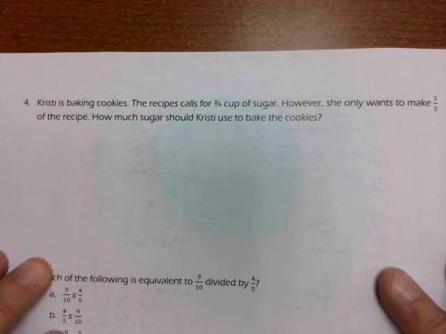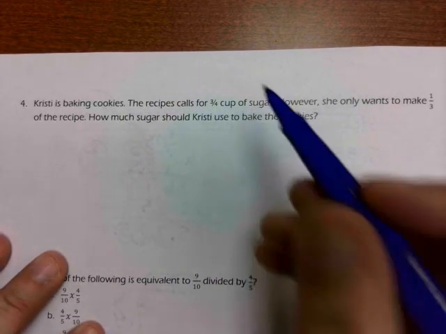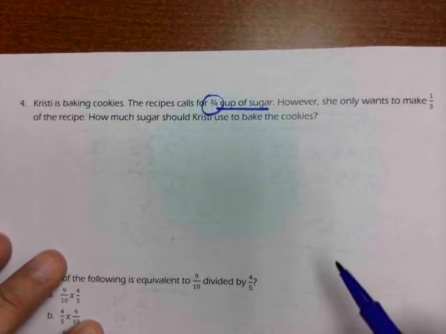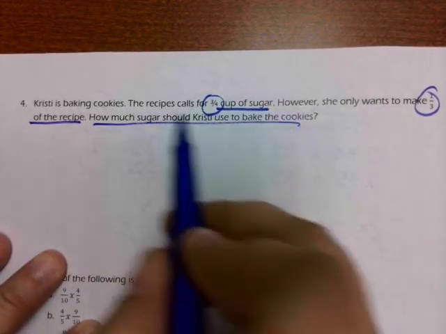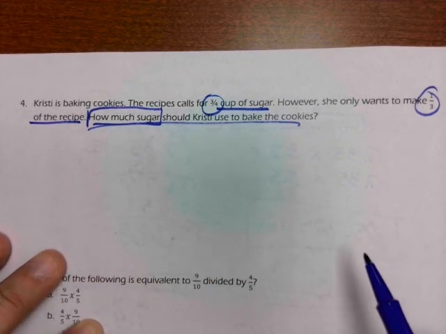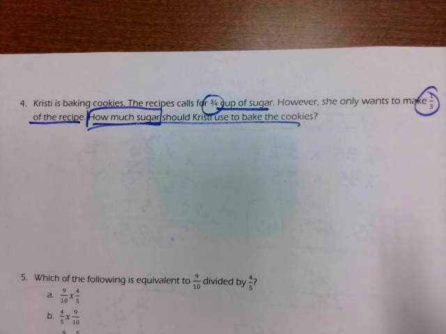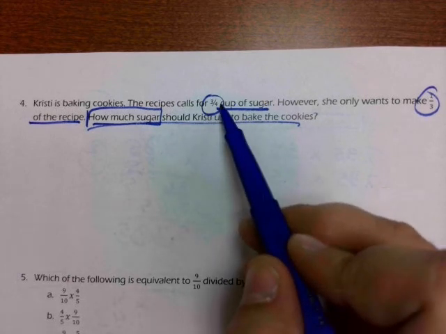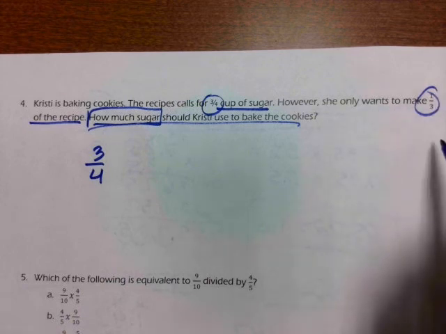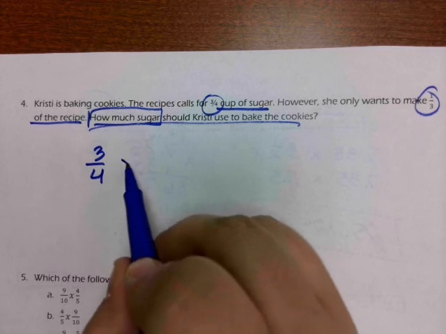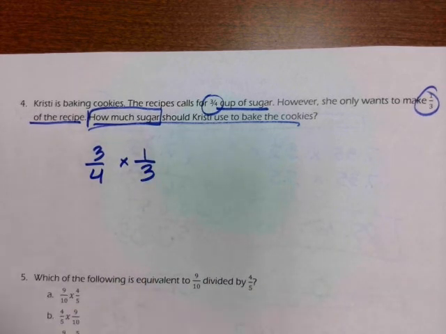All right, number 4, Christy is baking cookies. The recipe calls for 3/4 a cup of sugar. However, she only wants to make 1/3 of the recipe. How much sugar should Christy use to bake the cookies? So we know how much she needs for the entire recipe, which is 3/4, but we just want to make 1/3 of the recipe. So because it says 1/3 of the recipe, we're going to multiply it. Whenever you want to find a fraction of something, you just multiply by the fraction that you're wanting. So in this case, we're going to take what we know of 3/4, and we're going to multiply it by what we need, which is 1/3.